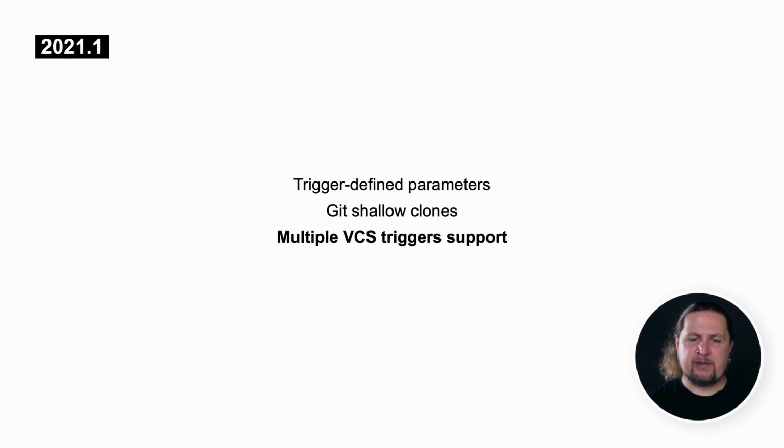And we've removed the limitation of having only one VCS trigger per build configuration. TeamCity now allows you to add multiple triggers with different rules and different branch filters. For example, your release branch can be built immediately after the commit, but all other branches can have some different logic. For example, they can wait for their own VCS quiet period or some other settings.